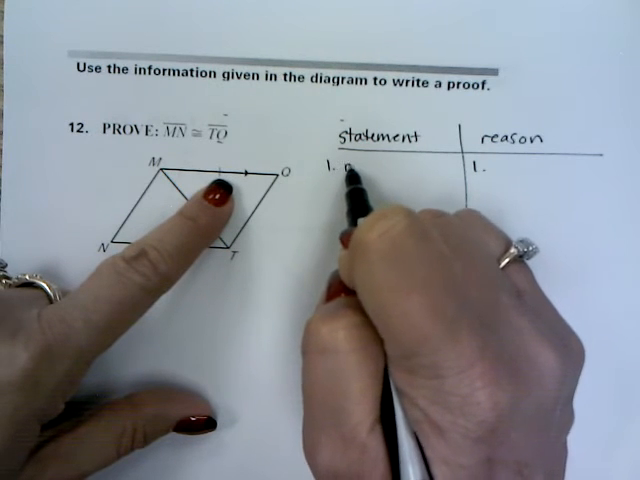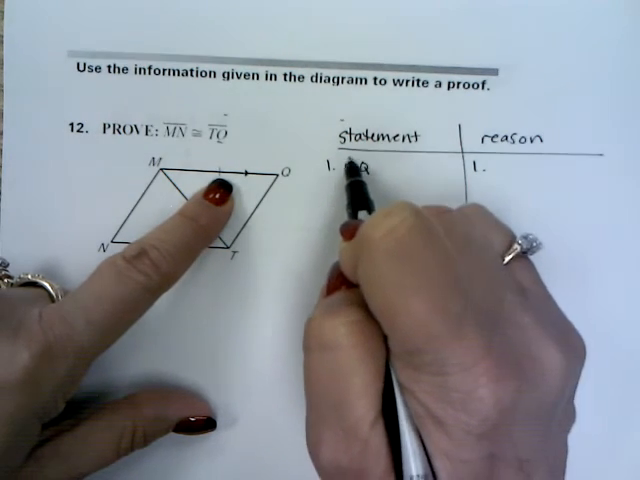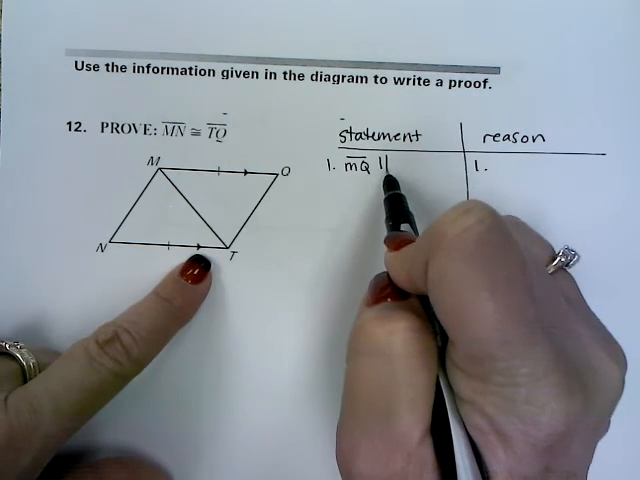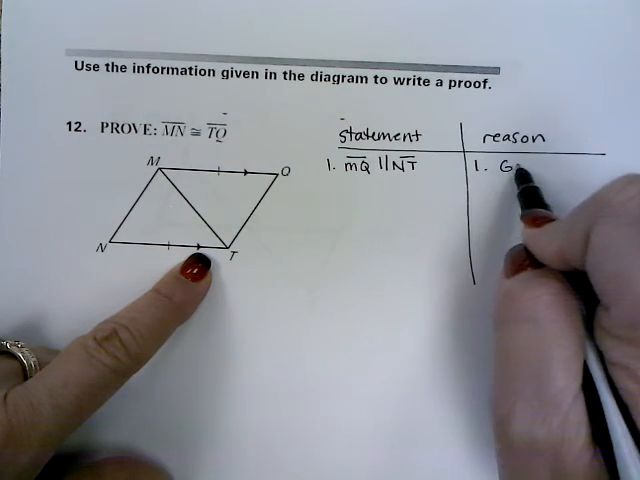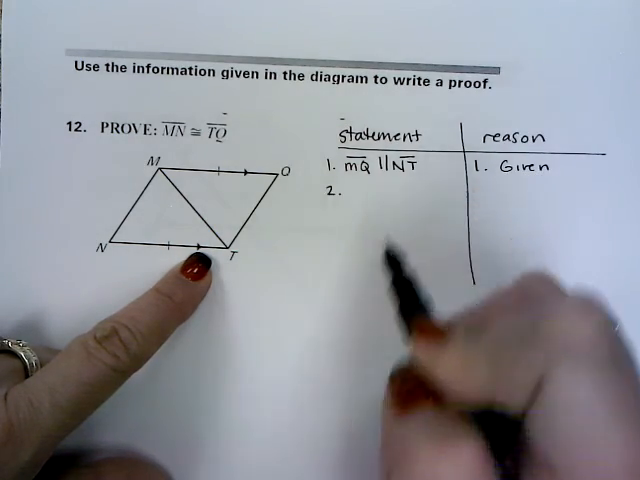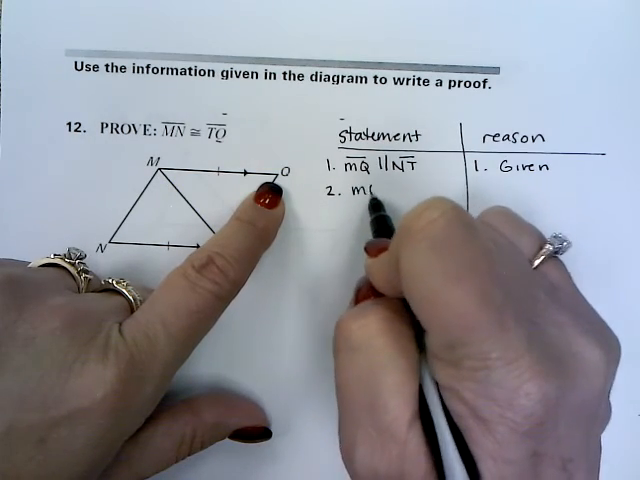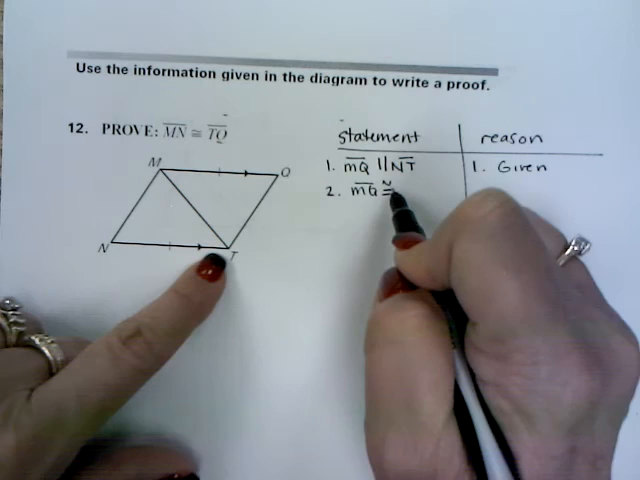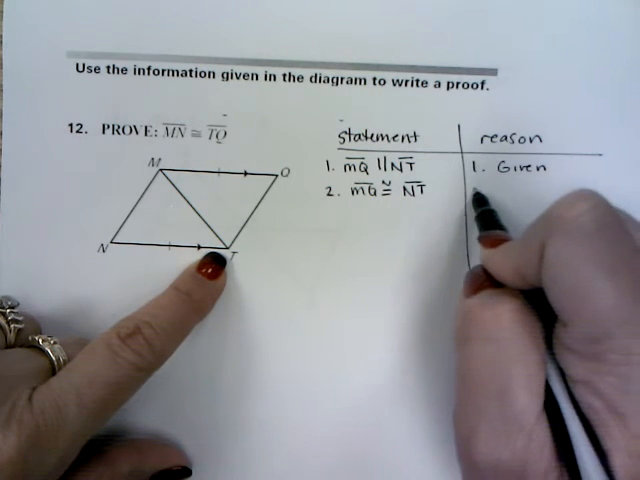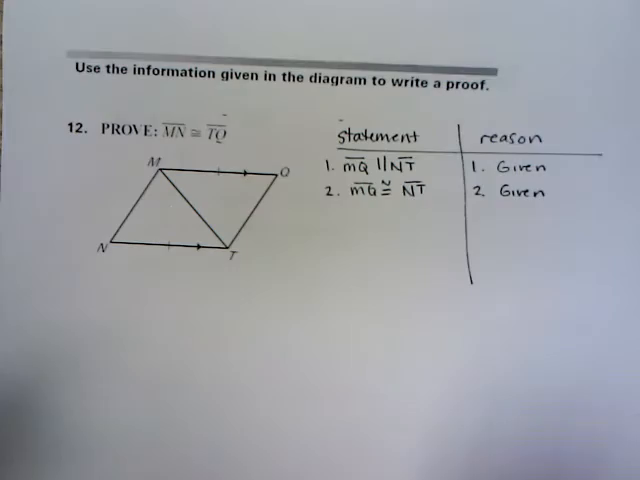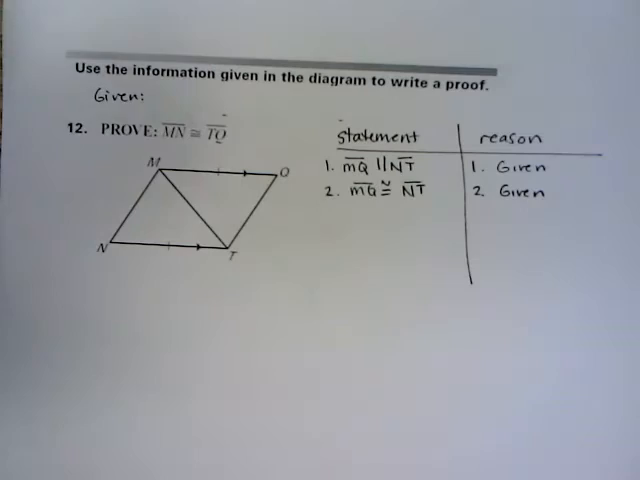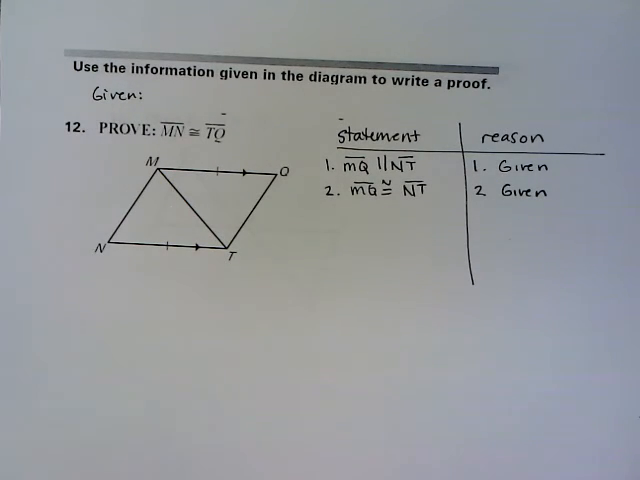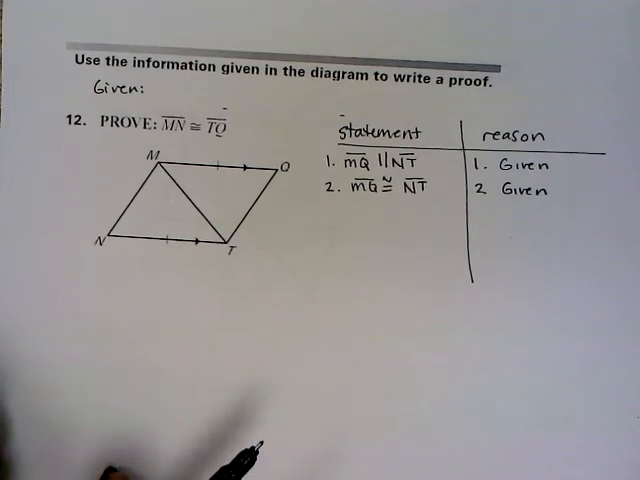It tells us right here that MQ is parallel to NT. So right away, I got a parallel action going, and that's going to be a given. And then I know that MQ is also going to be congruent to NT. And that's a given. Again, on your test, the given will be stated up here in the given spot. Just so happens this one did not have one. I did not notice it up front, or I would have written that in. All right. So now let's get started.